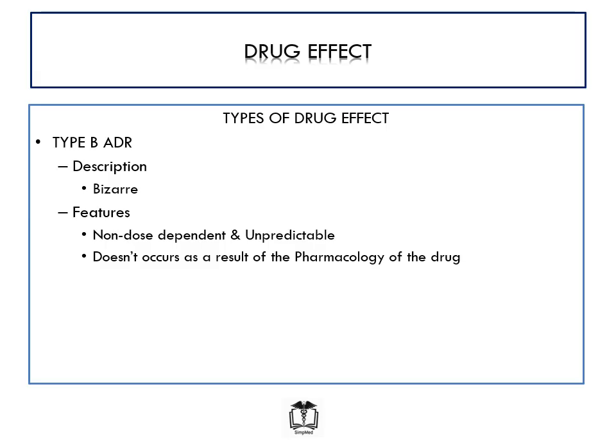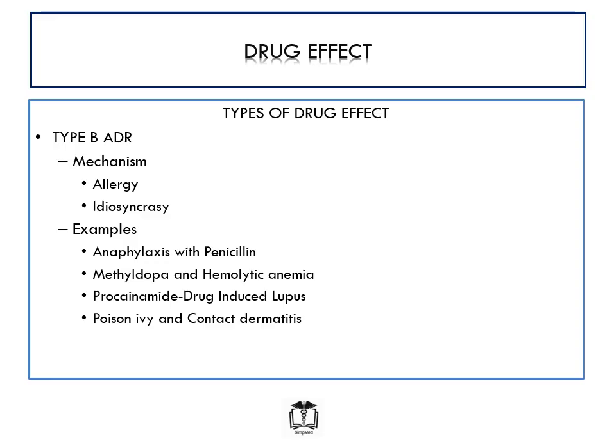And the type of adverse effects we see with type B tend to be unpredictable. So remember that type A tends to be dose dependent and predictable. Type B tends to be non-dose dependent and unpredictable, unexpected. And type B typically is not related to the pharmacology of the drug, so it has nothing to do with the pharmacodynamics of the drug. The mechanism of type B reaction tends to be twofold. We have allergies being one, and then idiosyncrasies being another.